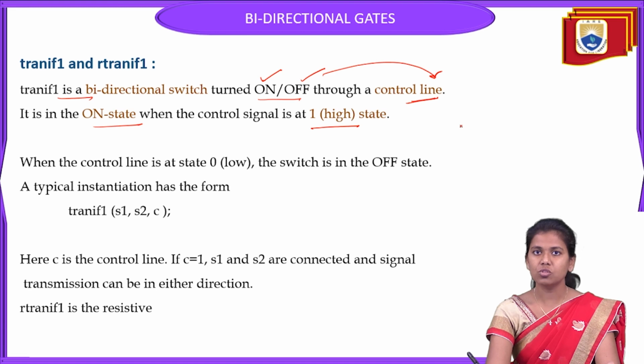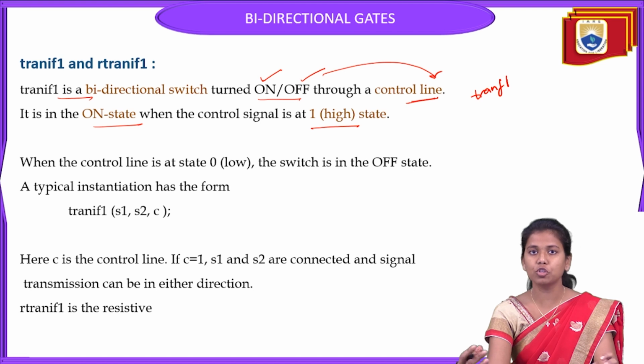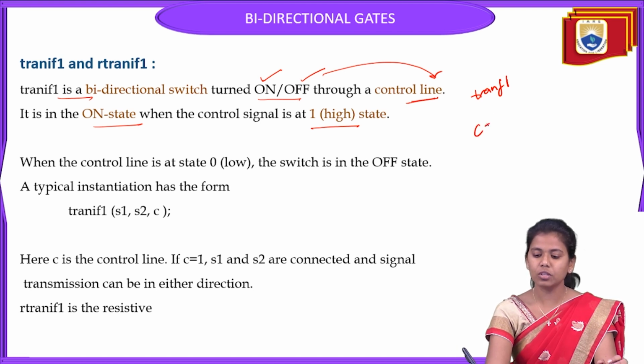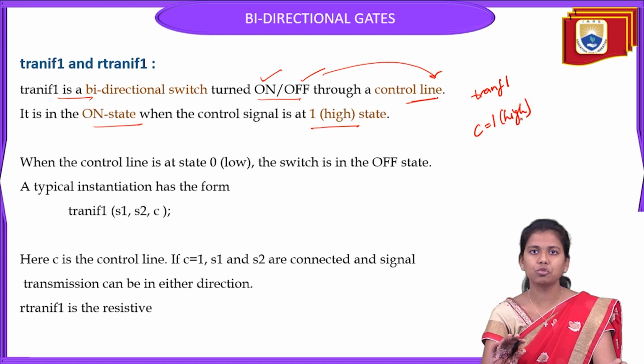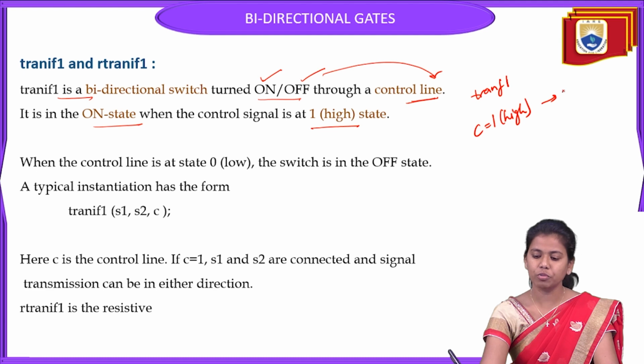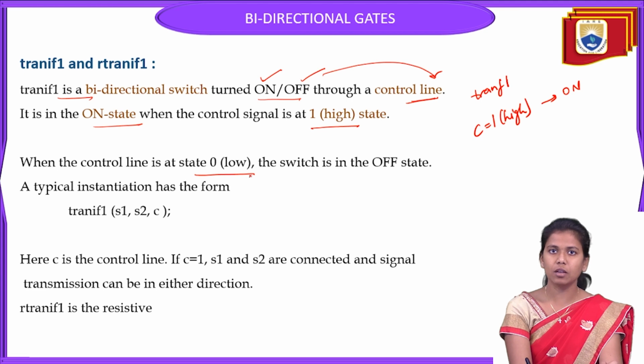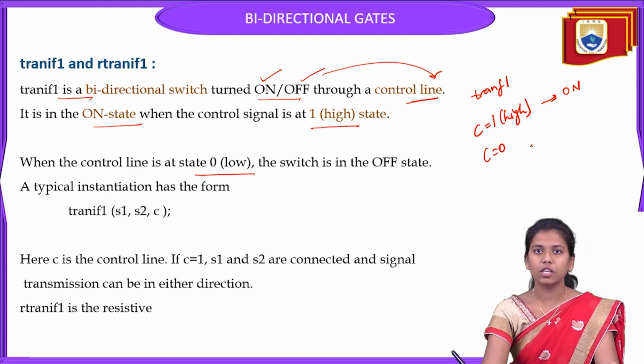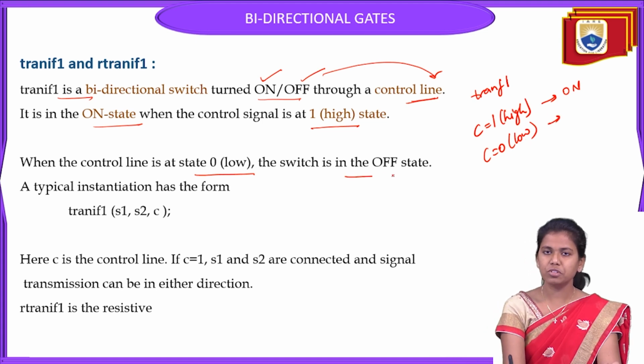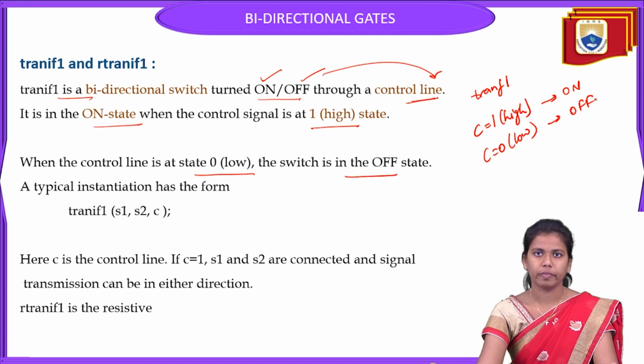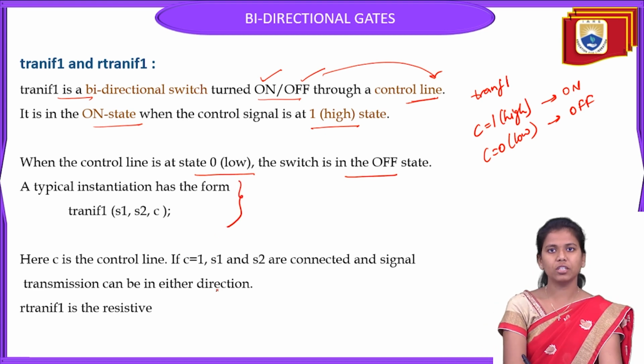That means Tranif1 is talking about the switching on and off when the control signal is high, isn't it? When C is high, 1 means high. When the control signal is high, the Tranif goes to the on condition. When the control signal is low, 0 representing low, the switch goes to the off state. So the instantiation of the particular Tranif gates goes like this.